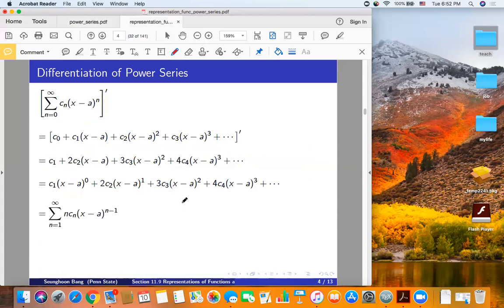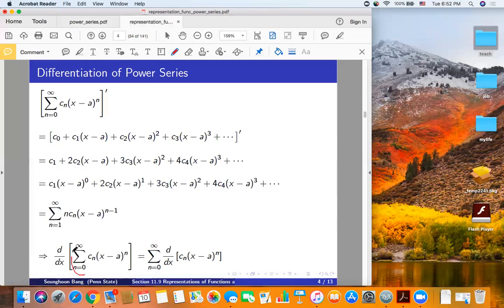I can change it back to summation form: summation n equal to 1 to infinity of n times cn (x minus a) to the power n minus 1. You can change it like this. So we have one result. It is like the derivative of summation from n equal to 0 to infinity of cn (x minus a) to the power n. So take a derivative inside, one is right.